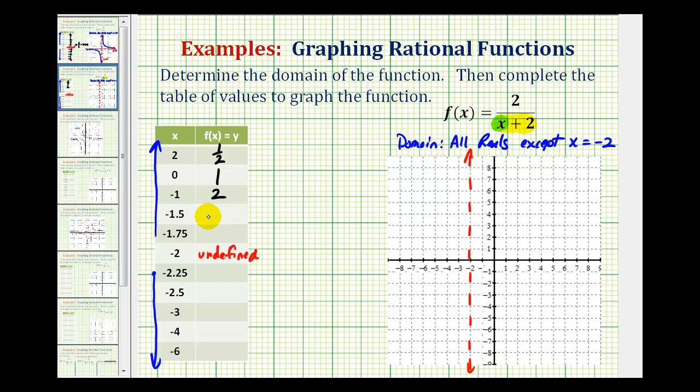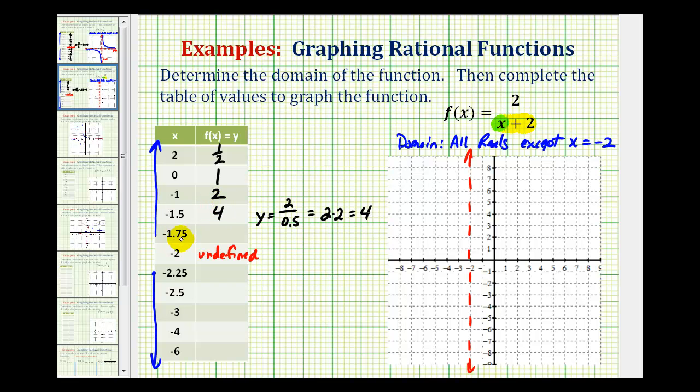When x is equal to negative 1.5, notice how the denominator would be 0.5. So we'd have y equals 2 divided by 0.5. Well, 0.5 is 1/2, and dividing by 1/2 is the same as multiplying by the reciprocal. So this would be 2 times 2, which would be equal to 4.